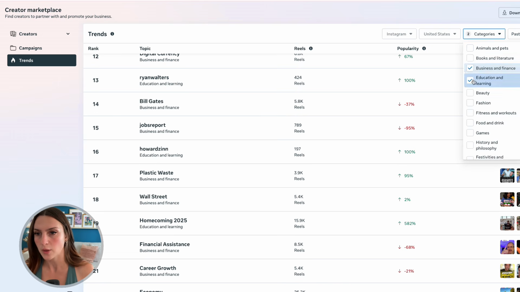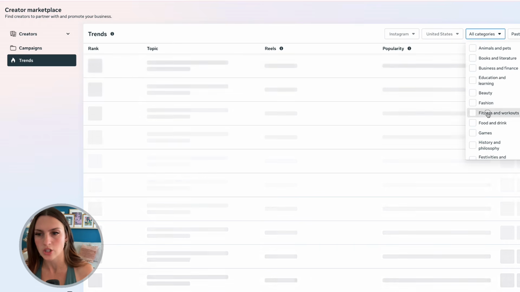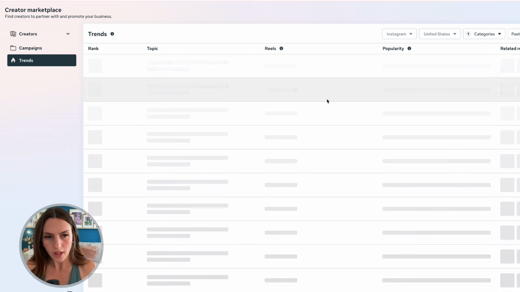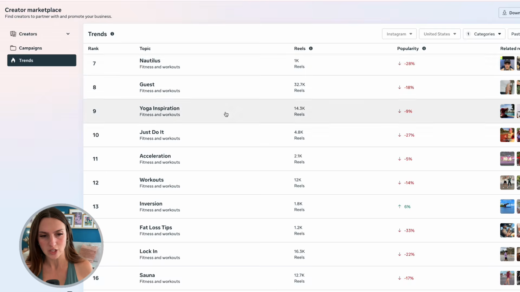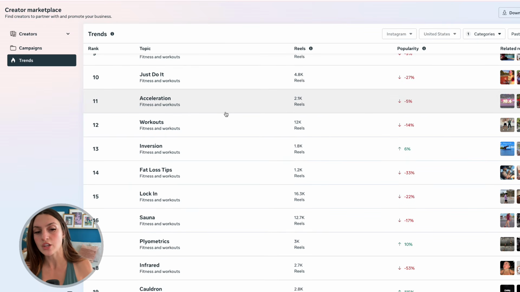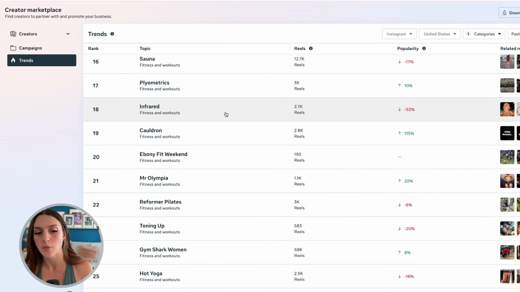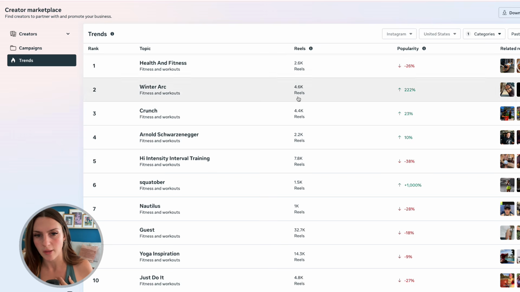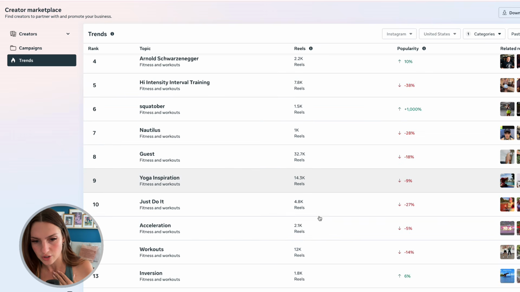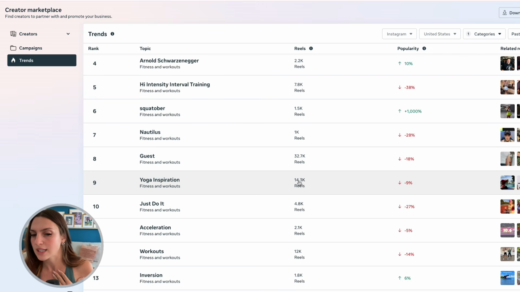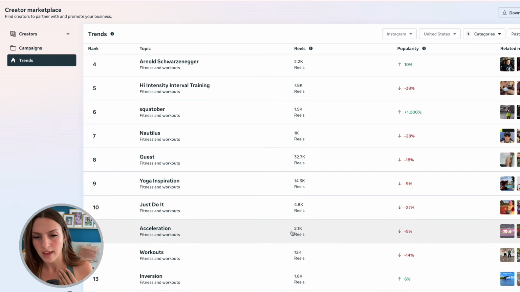So if we go back to fashion and beauty, or let's just do fitness and workouts, any one of these things on the left are things people in the fitness industry talk about. These are things you should probably be talking about too in some way or the other, or at least know that other creators in your industry are talking about them. You can also see here, by the way, how many reels are being made about a specific thing, which I think is very interesting. Like yoga inspiration, 14,000 reels, way more popular than acceleration. That kind of makes sense to me.